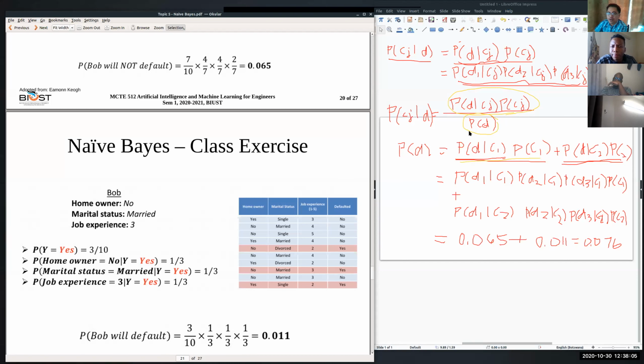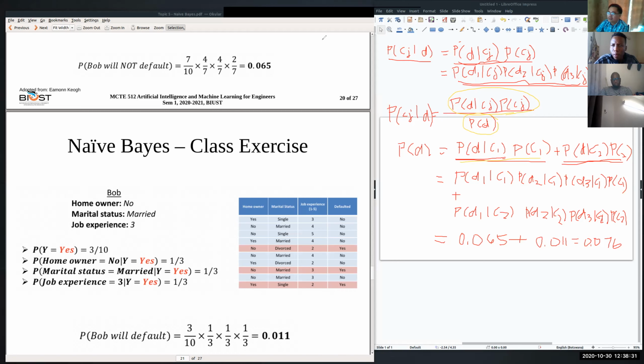But yes, your answer is correct. But the question is why? Why will it be the same judgment? For example, if you compute the Bayes theorem here, what will happen? The result is divided by 0.076. You're almost there.